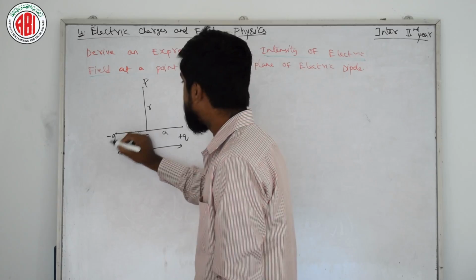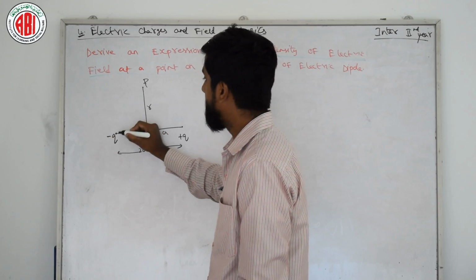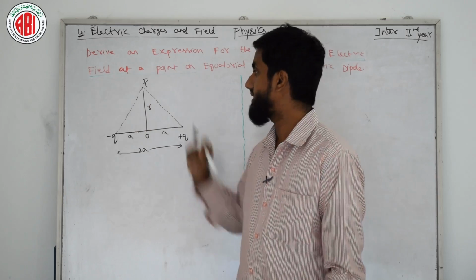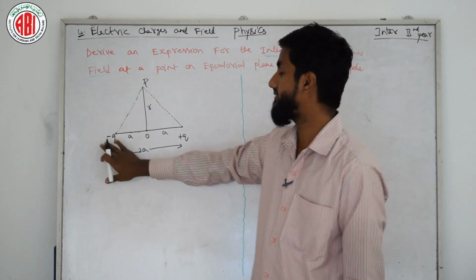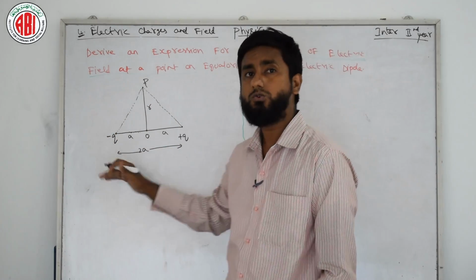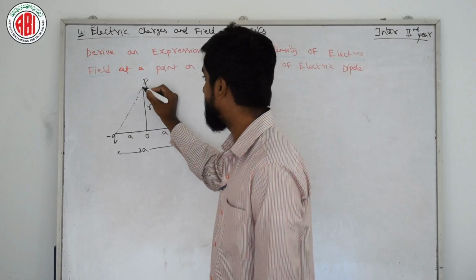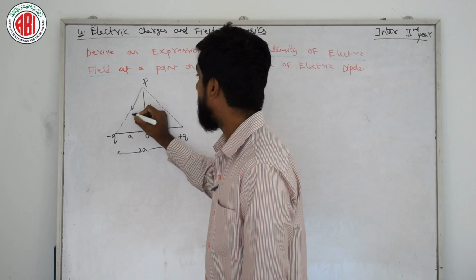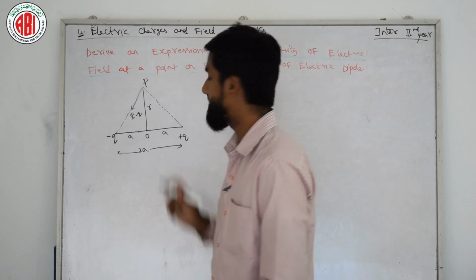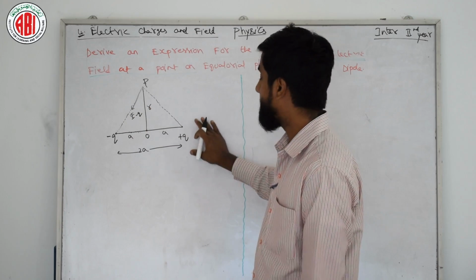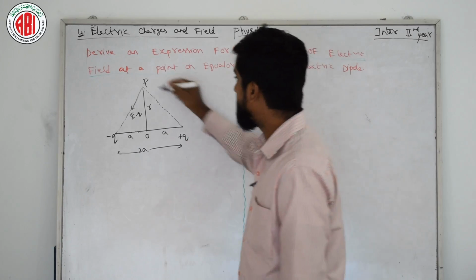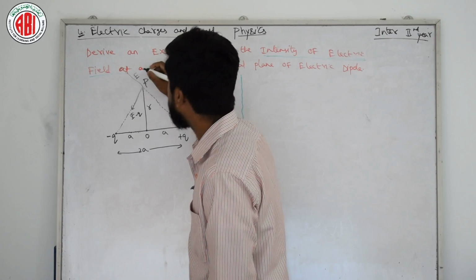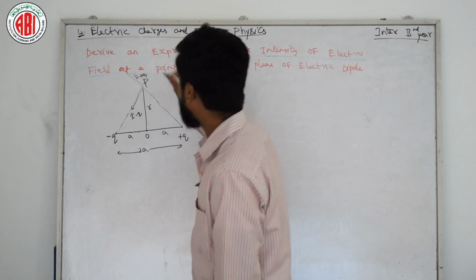Now the complete diagram becomes like this. The direction of the electric field due to the negative charge is in this direction, and we consider it as E minus q. The direction of the electric field due to the positive charge is in this direction, and we consider it as E plus q.